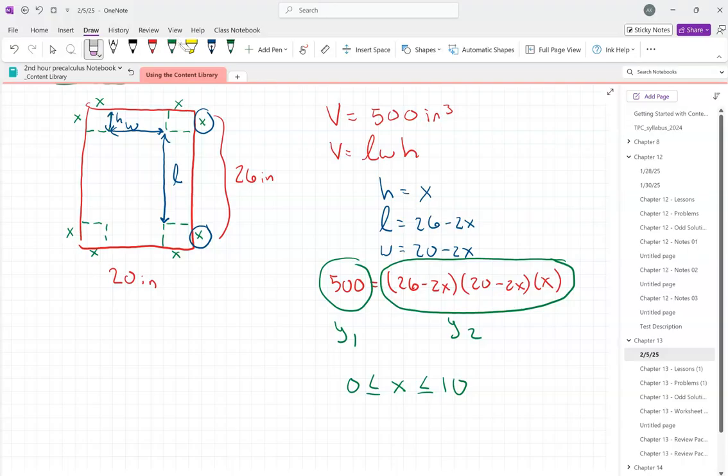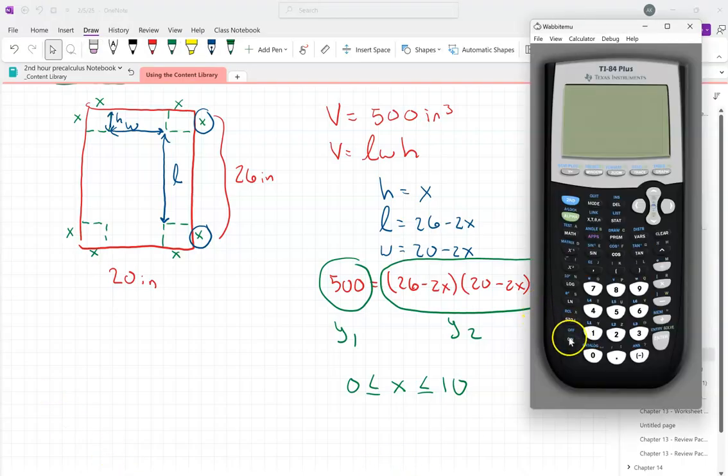Okay. So that's all I really need to pick a decent window on my calculator. So I'll go in here, and inside of Y1, I'm going to type 500. And inside of Y2, I'm just going to type this exactly like it looks on my sheet of paper. I'm not going to FOIL that out because, woof, that looks like a lot of work. I'm not going to try to get everything onto one side because, again, that looks like a lot of work. I'm just going to leave it the way it is.